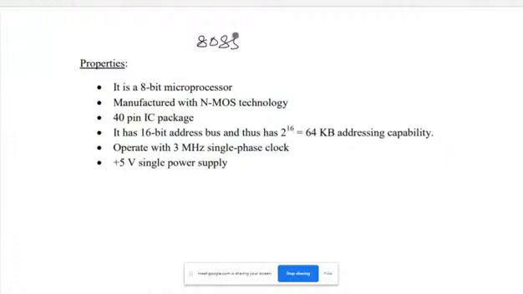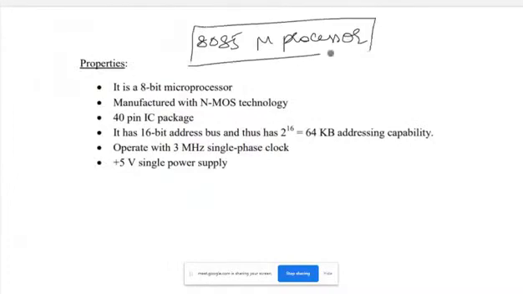So today we are going to talk about 8085 microprocessor. Right. So 8085 microprocessor, what it is? It is a 8-bit microprocessor.